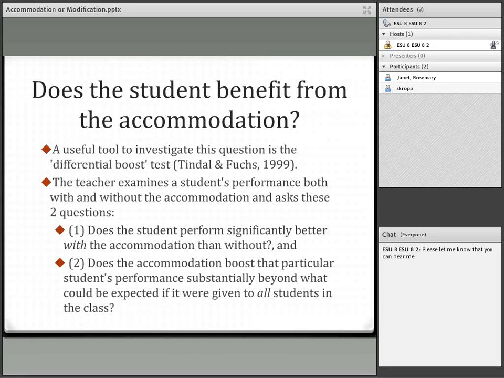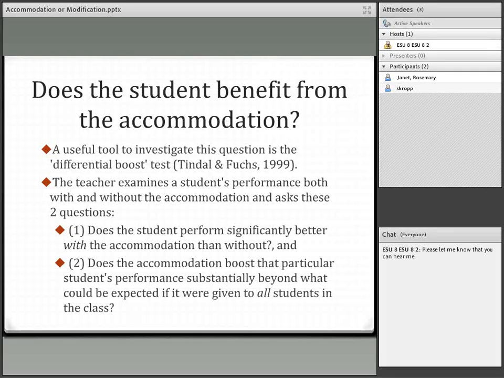So when we do that, the teacher would examine a student's performance both with and without the accommodation and ask these two questions. Number one, does the student perform significantly better with the accommodation than without? And two, does the accommodation boost that particular student's performance substantially beyond what could be expected if it were given to all students in the class?